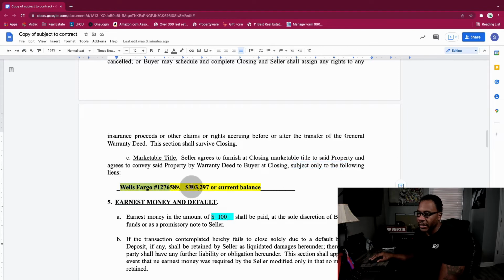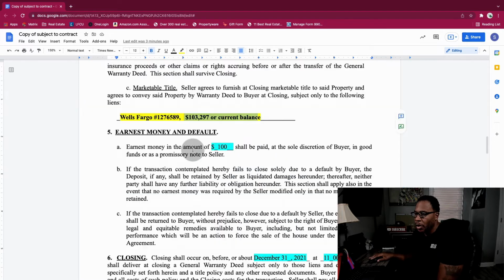And this is the only lien that I had. So I put who the lien was with, Wells Fargo. I put the actual loan number. And again, the number and current balance. Earnest money in default. Again, I put the earnest money there like I did last time. And then this just goes through the earnest money in default.